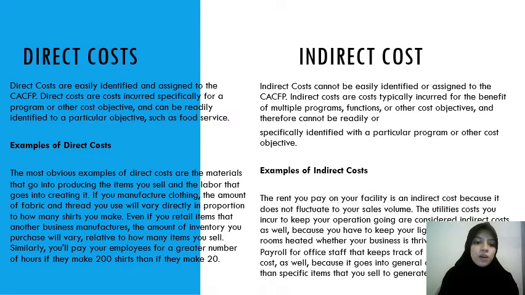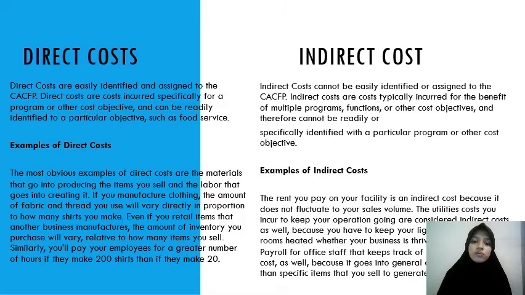The most obvious example of direct costs are the materials that go into production, the item you sell, and the labor that goes into creating it. If you manufacture clothing, the amount of fabric and thread you use will vary directly in proportion to how many shirts you make. Even if you retail items that another business manufactures, the amount of inventory you purchase will vary relative to how many items you sell. Similarly, you will pay your employees for a greater number of hours if they make 200 shirts than if they make 20.